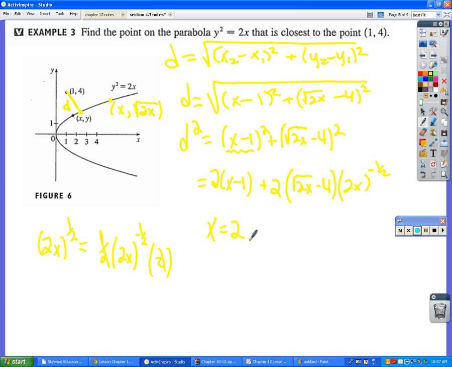Not really quite seeing how that works, but I'm just going to pretend, since the book says so, that it does. And so now if we plug 2 into there, 2 times 2 is 4, square root of 4 is 2. So the closest point on that parabola to 1, 4 is 2, 2. Good job?